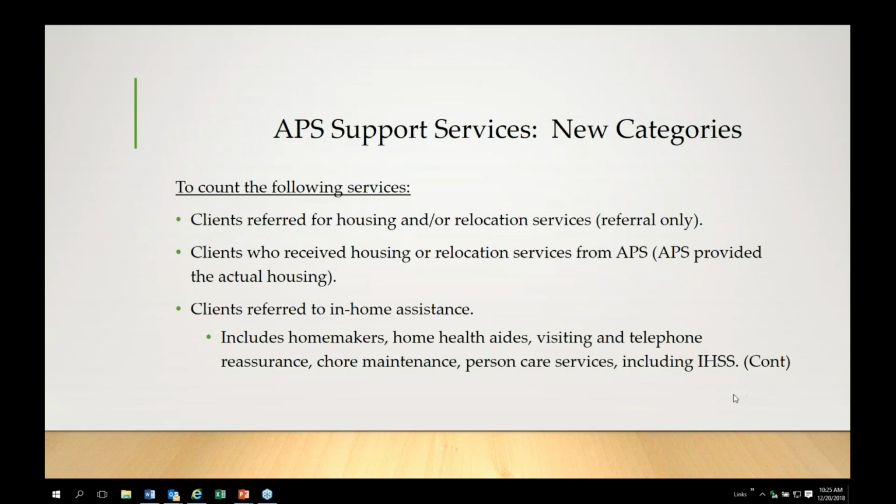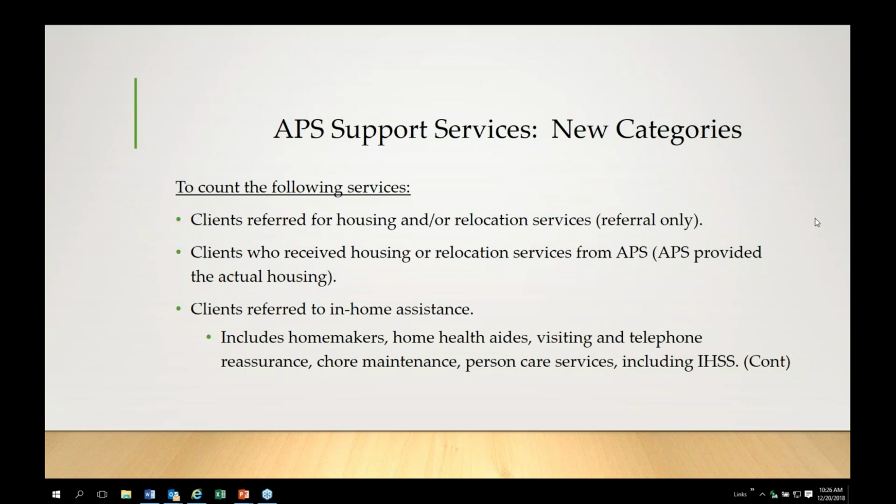All right. So this next piece is APS supportive services. We're going to try to count what services you're putting in place so that we have a better idea of what services APS clients need, how often they need them, and eventually whether they're there or not. So here are the categories we're going to cover.